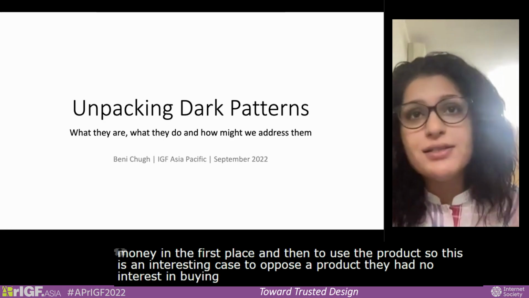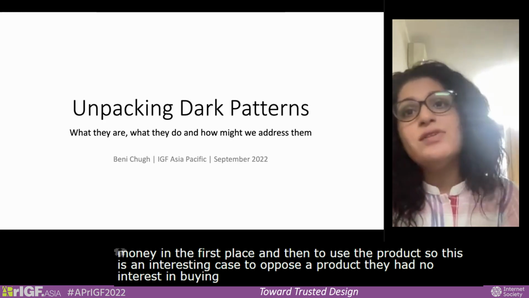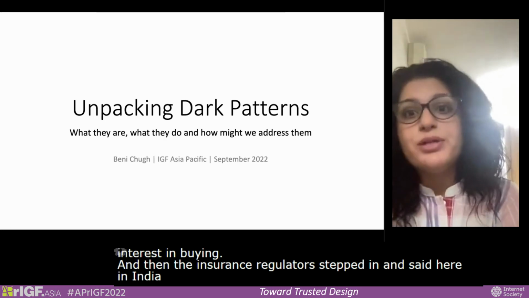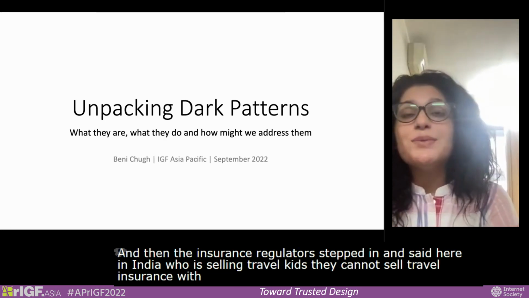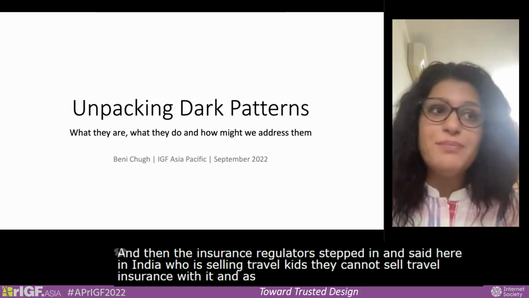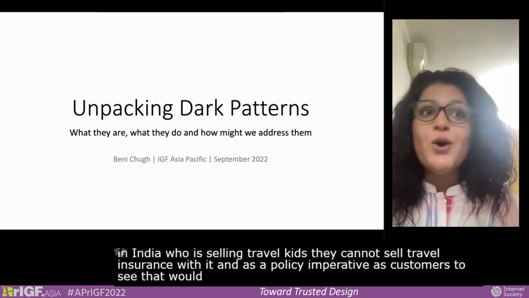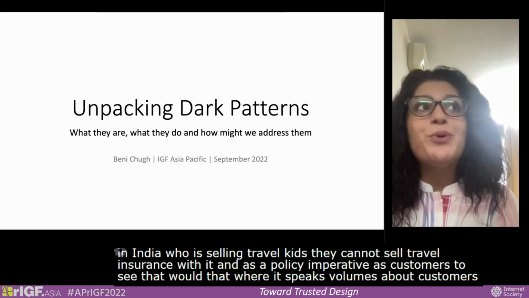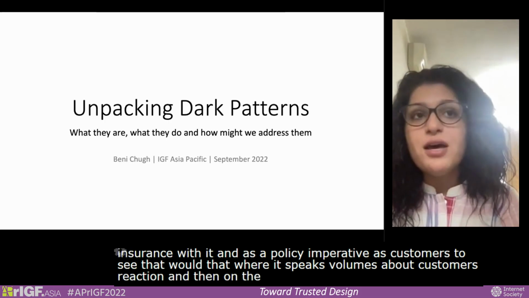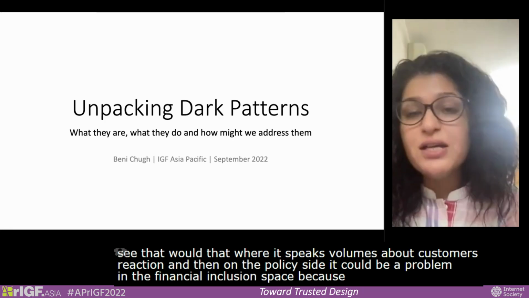Then the insurance regulator stepped in and said that here in India, anybody who's selling travel tickets cannot bundle travel insurance with it. That was really my personal first encounter with dark patterns as a policy imperative. Of course, as customers, we've seen dark patterns, we've been frustrated by them. I think Chandni's work speaks volumes about customers' reaction to dark patterns, but on the policy side, how this could be a problem in the financial inclusion space, that incident from 2019 was my first tryst with dark patterns, if you will.